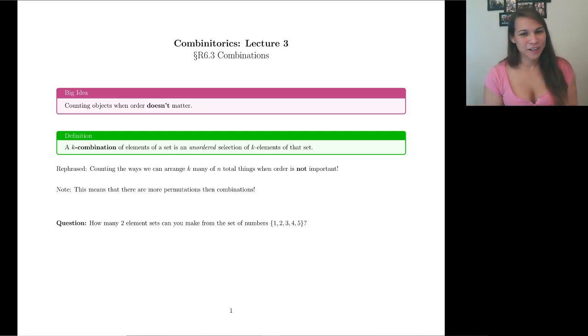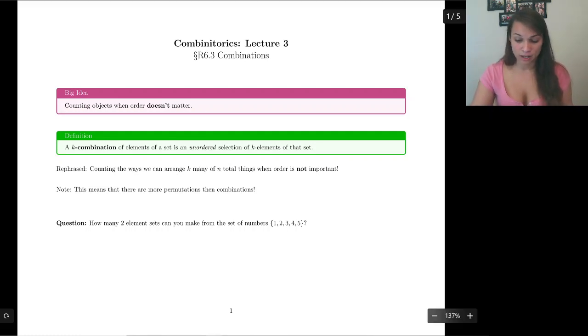Everybody, welcome to Combinations with me. This time we are going to be counting objects when order doesn't matter. Remember last time we talked about permutations and that was all about when order mattered. This time, combinations, order doesn't matter.